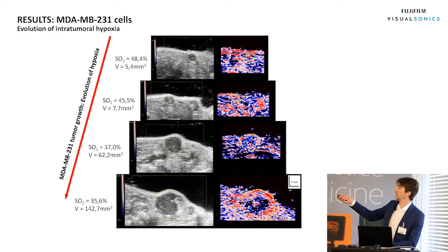So as you can see here, the evolution of hypoxia in this breast cancer model: at the beginning you have a really small tumor, 5 millimeter cubes with a SO2 at 48%. Then with time you can see here the hypoxia appearing in the core of the tumor, and for this tumor at 142 millimeter cube you have 35% of oxygenation inside the tumor. So there is a high decrease of oxygenation in this tumor.